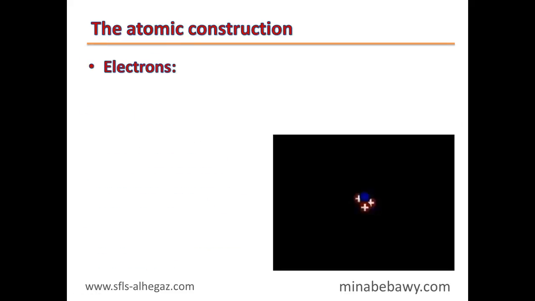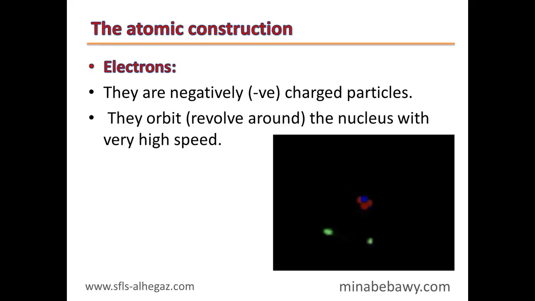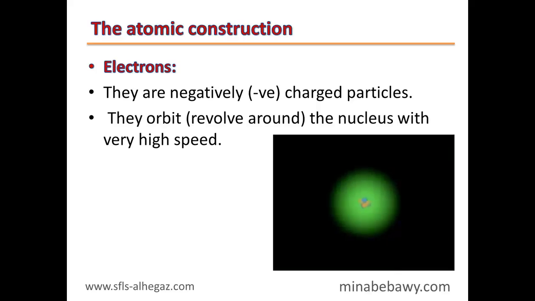What about electrons? As you can see, the nucleus is found at the center of the atom and it is surrounded by electrons. The first information about electrons: they are negatively charged particles. Also, they orbit or rotate around the nucleus with very high speed.